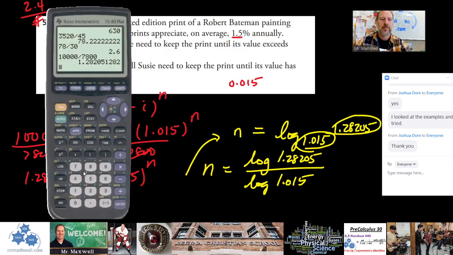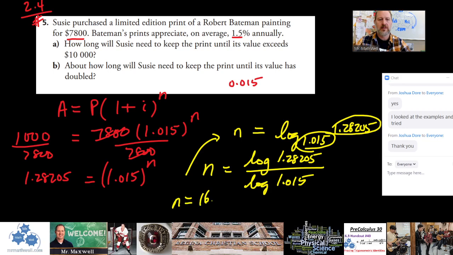So let's just try that. And I'll summarize this change of base law at the end of this little section. So log of 1.28205 divided by log of 1.015, and that should give us our n. So it comes out to 16.687. So n is 16.687, and we're talking about years now.